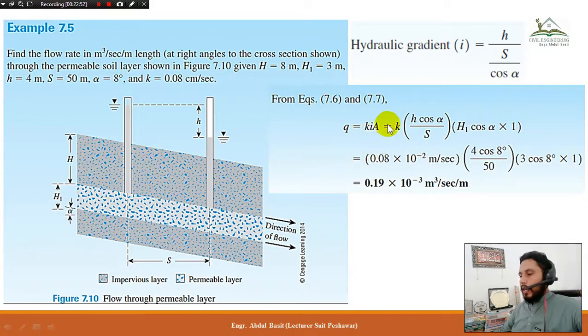Putting the value of k, I is also given. So after this calculation, h cos alpha divided by s, this will be that I, and h1 cos alpha is the value for area. By putting all these values, you will get the answer, which is 0.19 multiplied by 10 to the power minus 3 meter cube per second. So all the values are given in meter cube per second per minute.